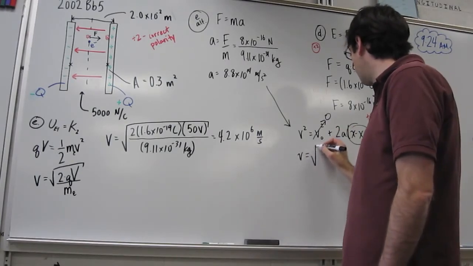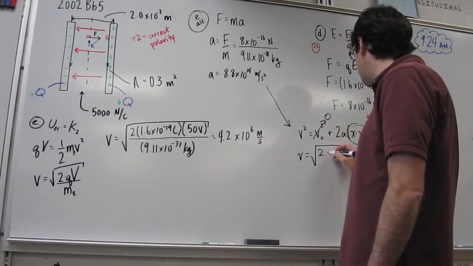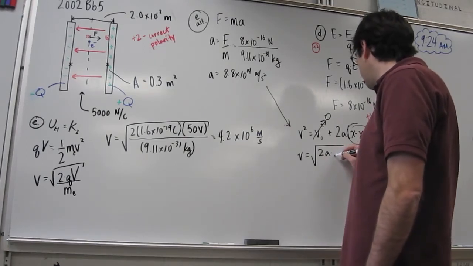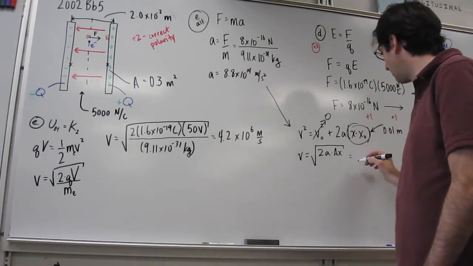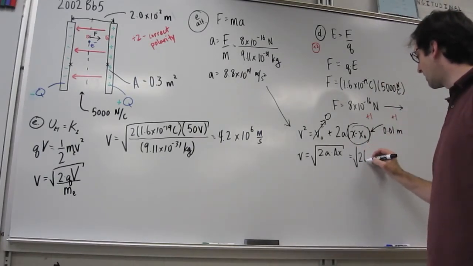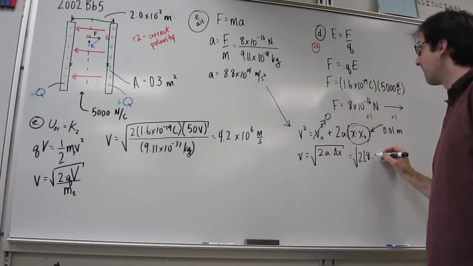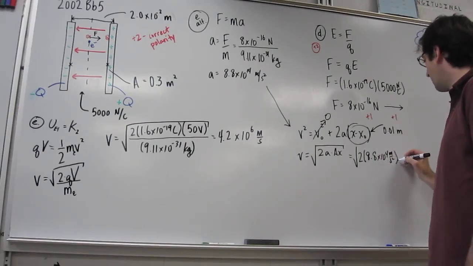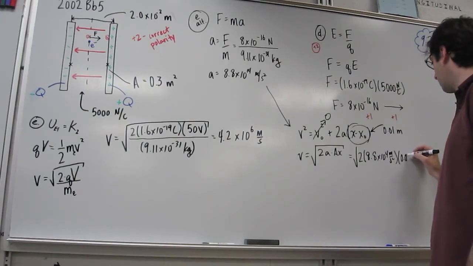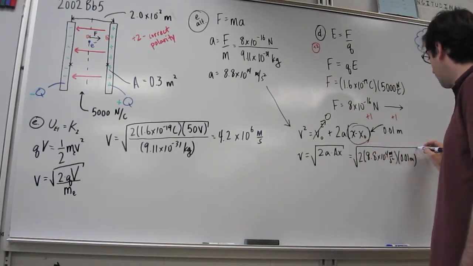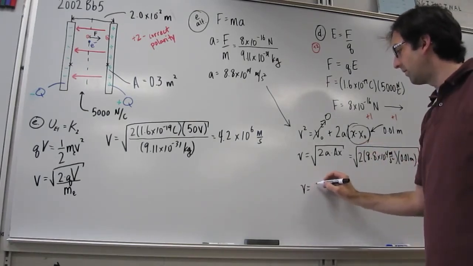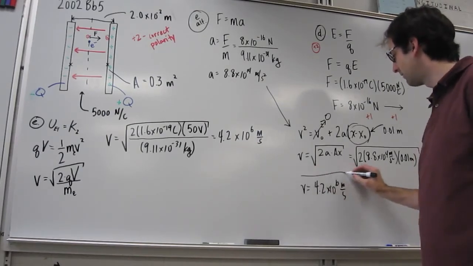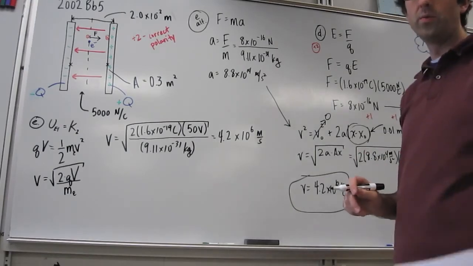So v equals the square root of 2 times the acceleration times that displacement, which I'm just going to refer to as delta x. Plugging values in, I have 2 times 8.8 times 10 to the 14th meters per second squared, all multiplied by 0.01 meters. That gives you the same magnitude of velocity. Boom. So, 2 ways to solve it.